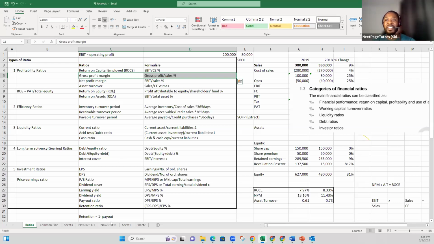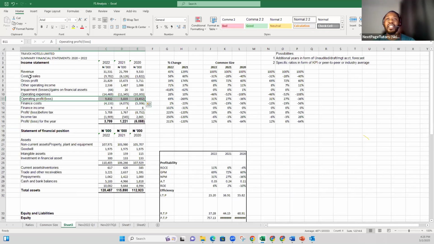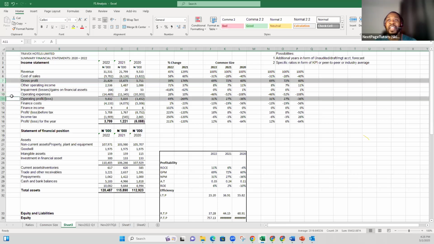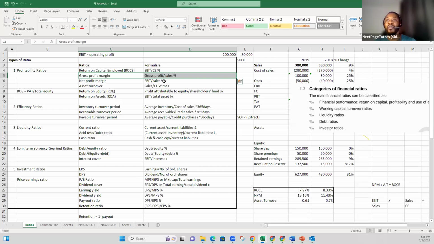Gross profit is just looking at this number, basically after you've considered your cost of sales. So what do you have left? Your gross profit number as a percentage of revenue is also the same thing as your gross profit ratio. But your net profit ratio is still your EBIT over revenue. So for gross profit margin, you are using gross profit. For net profit margin, you are using EBIT. And I hope that is clear. Then both over sales or over revenue.